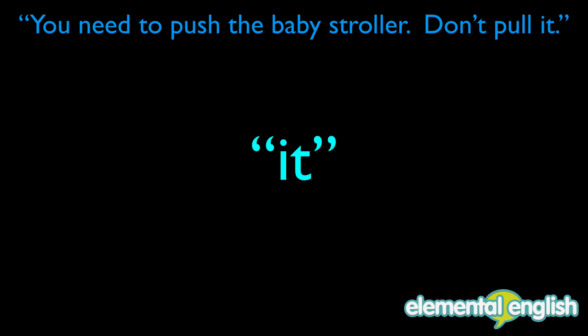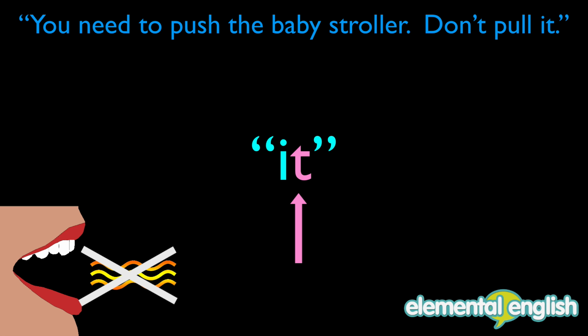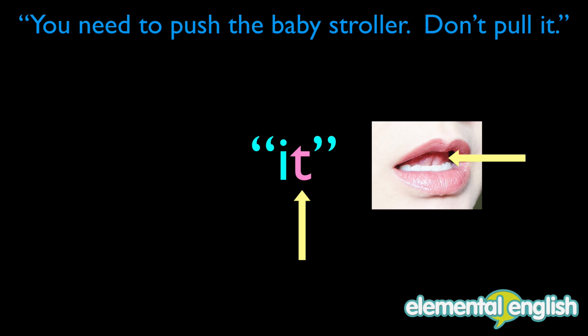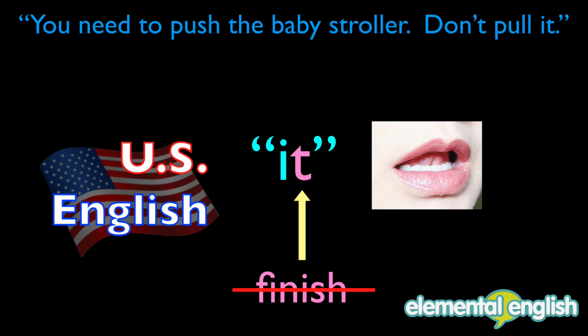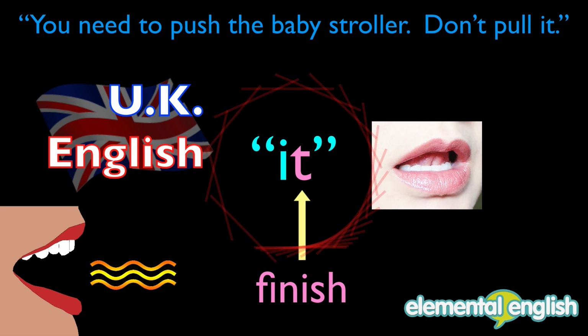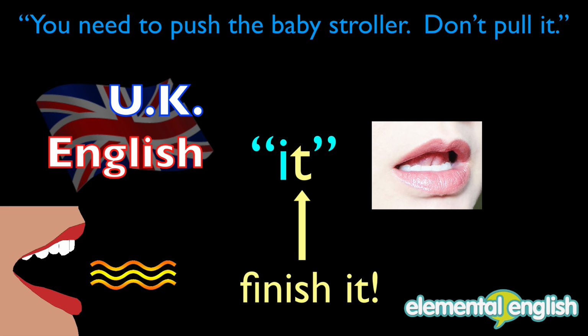It. When we have a t at the end of a sentence in U.S. English, we do not release or finish the t sound. Instead, just hold your tongue at the top of your mouth without finishing the sound. It. That's for U.S. English. Note that British English speakers are more likely to aspirate that t sound and fully say it at the end of sentences. It.